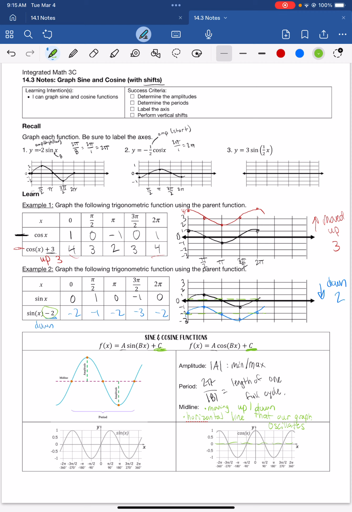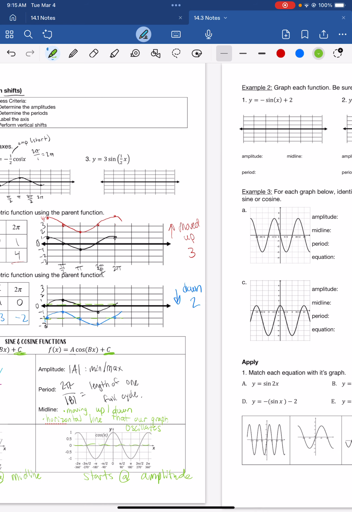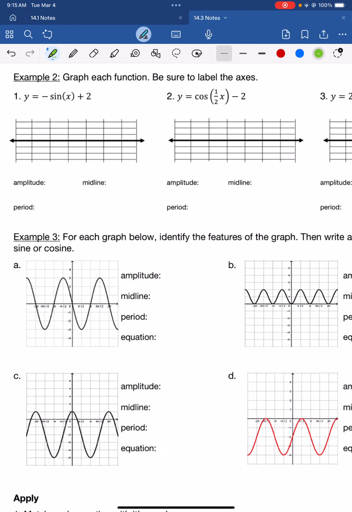One last note that we should make is that sine starts at your midline, and cosine is not going to start at your midline. It's going to start at your amplitude. Or in this case, if the midline moves, then it will be a little bit different, but we'll see that right here. All right, so let's take a look here.